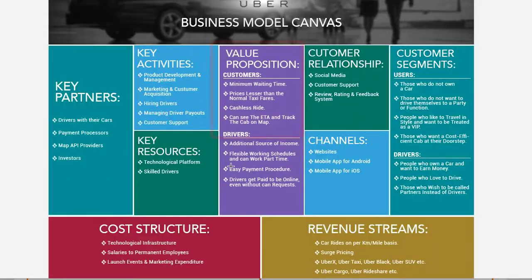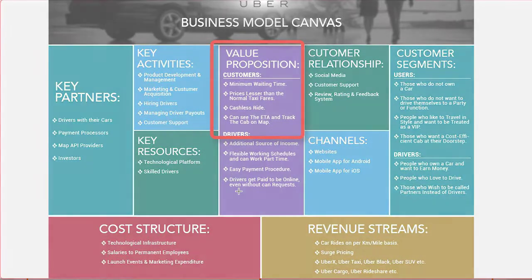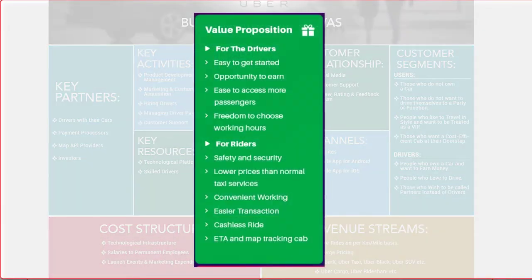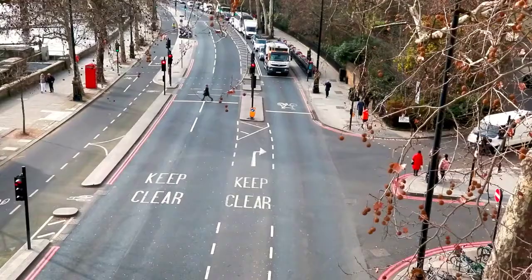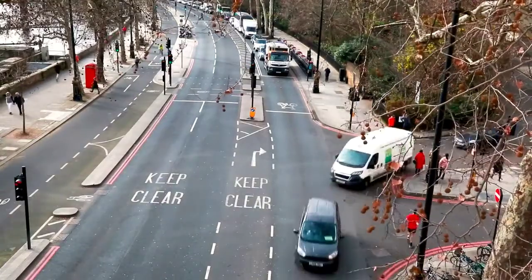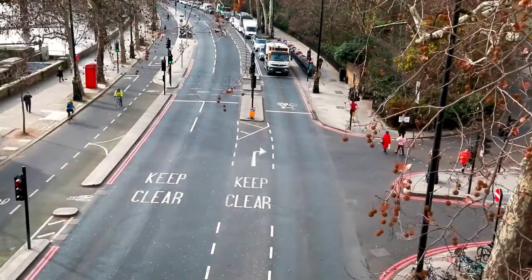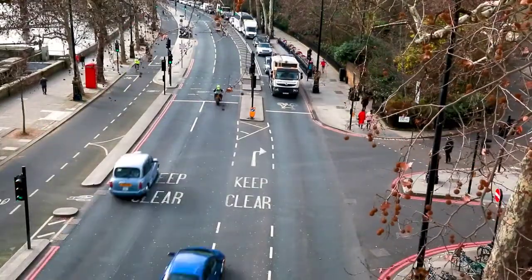And now let's look at the driver side. Additional source of income: drivers may already own a car, and they can easily get around. They can do their things all over the city, and then they can get some extra trips. Maybe they're moving from one side of the city to another, and they can grab a few people and earn extra money. So that's perfect for them.